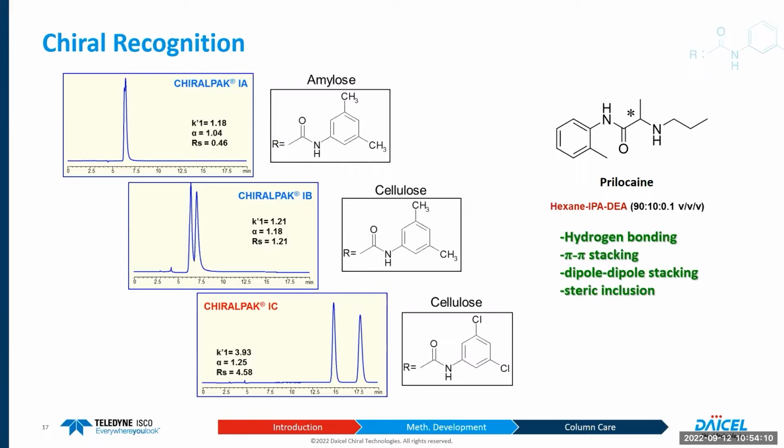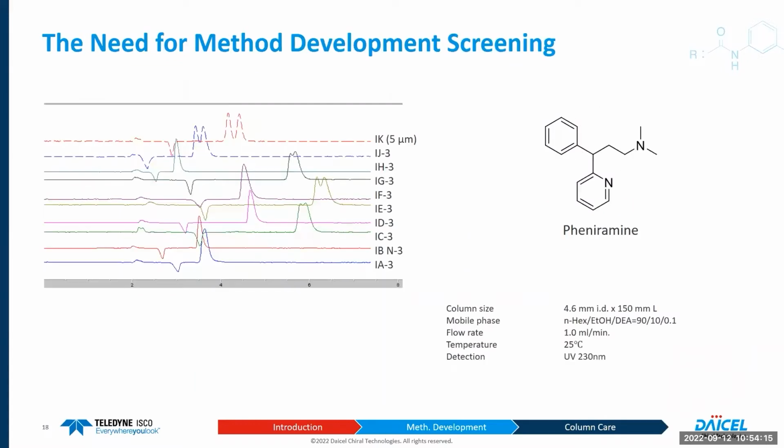So generally speaking, the best place to start is a method development screening. If we look here at separation of pheniramine on the library of immobilized columns, IA through IK, again, this is under normal phase conditions, but this would be applicable for SFC as well. You've got a couple of separations where there are hints, but then IK provides you with almost baseline resolution from this initial screening.